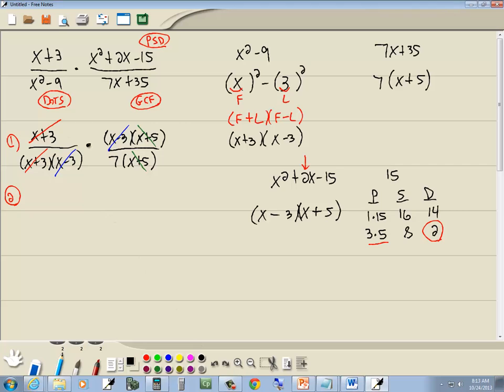Now actually, once we cancel everything away, we are left with a 7 downstairs and nothing up on top, but you're never left with just nothing, so there's an invisible 1 there. So our answer is 1/7.